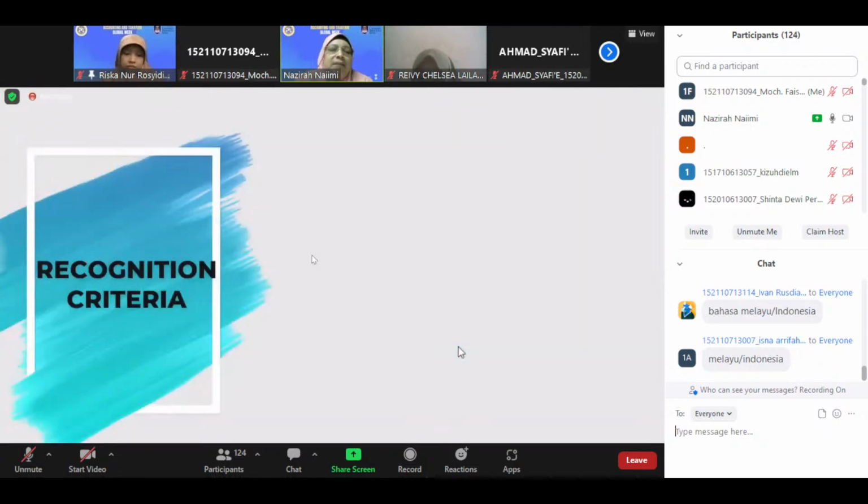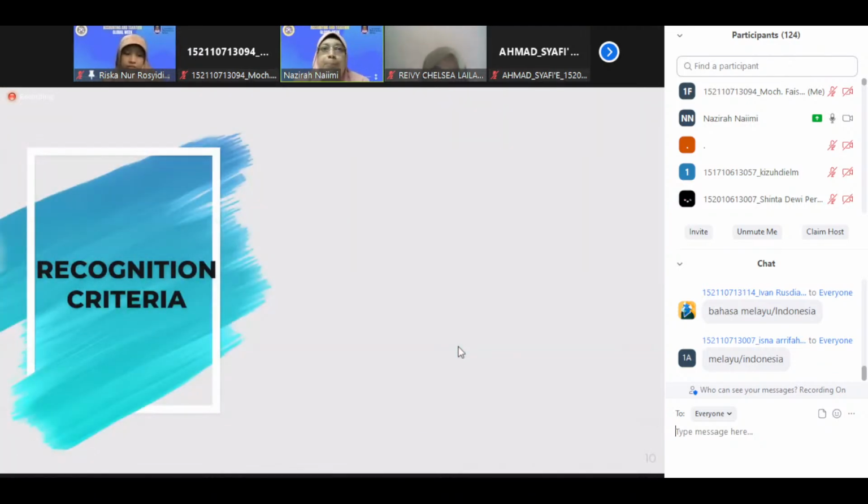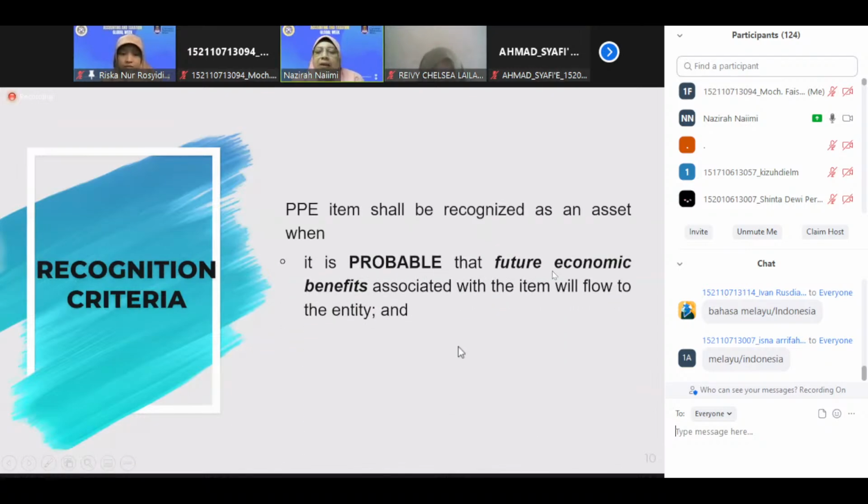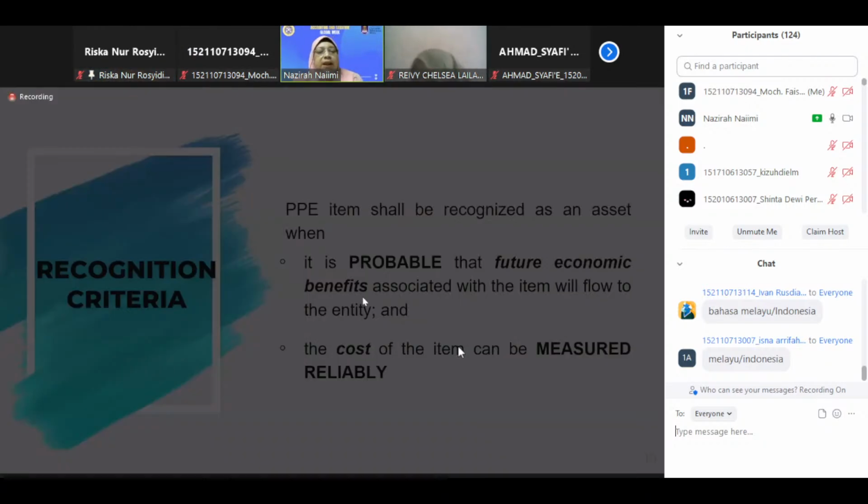Recognition criteria. So how are you going to recognize the PPE in the financial statement? Okay. So in IFRS, we want to know how you recognize the PPE. When do you record it? PPE shall be recognized as an asset when it is probable that future economic benefit associated with the item will flow to the entity, and the cost of the item can be measured reliably. Okay, I'll go into detail a little bit here.